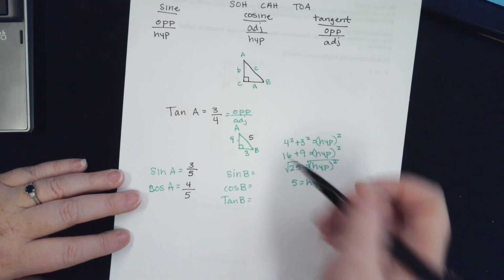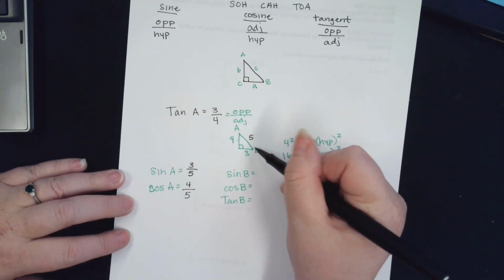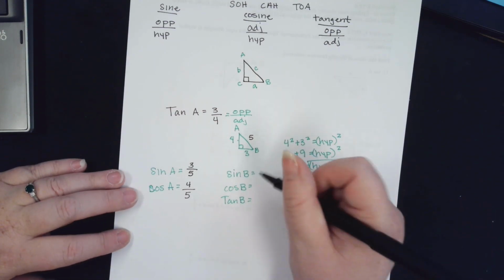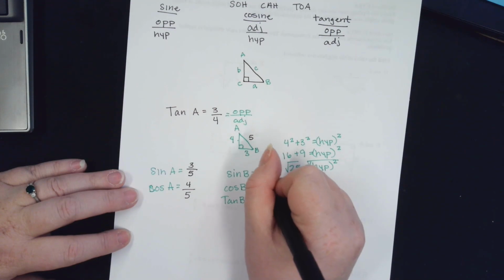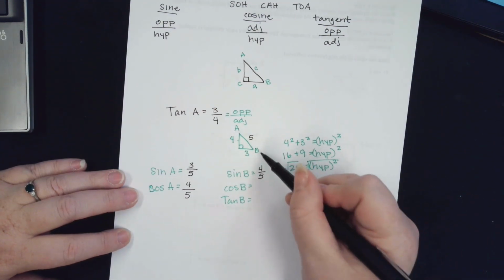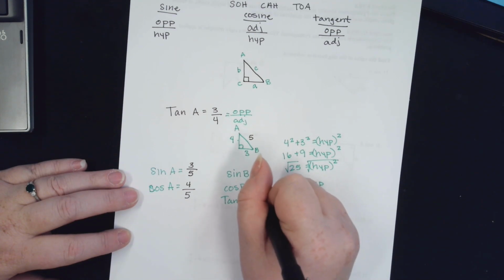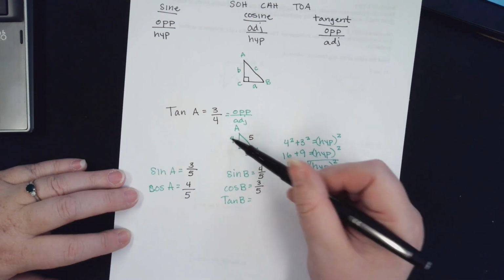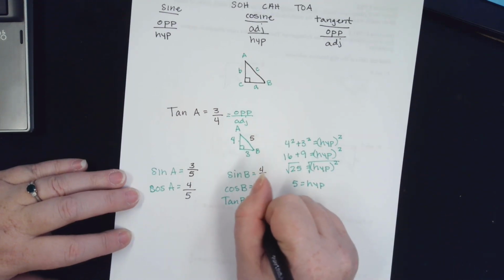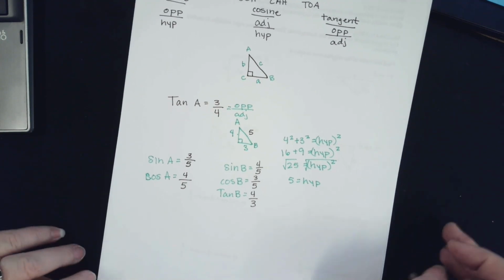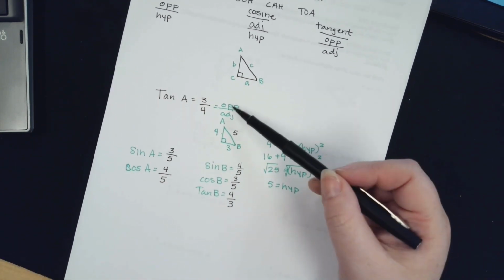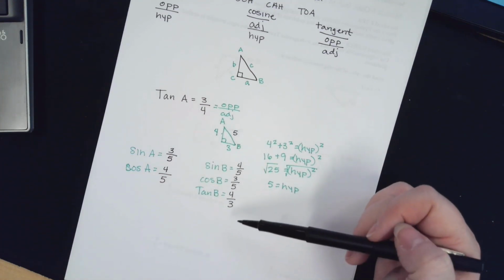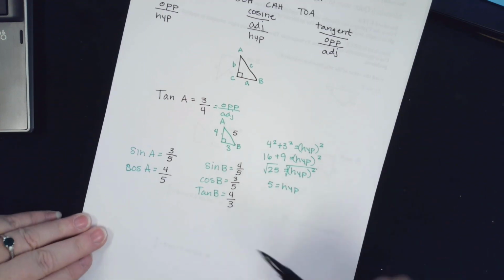Sine of B, now I'm going to have to look from this angle. So I need to identify my opposite is 4, my adjacent is 3, my hypotenuse is 5. Sine of B is opposite 4 over hypotenuse, so 4 over 5. Cosine of B is adjacent over hypotenuse, so 3 over 5. And tangent is opposite over adjacent, so 4 over 3. So I can literally use one trig ratio to find the sides of my triangle, and then I can use those sides to find every other ratio associated with that triangle.